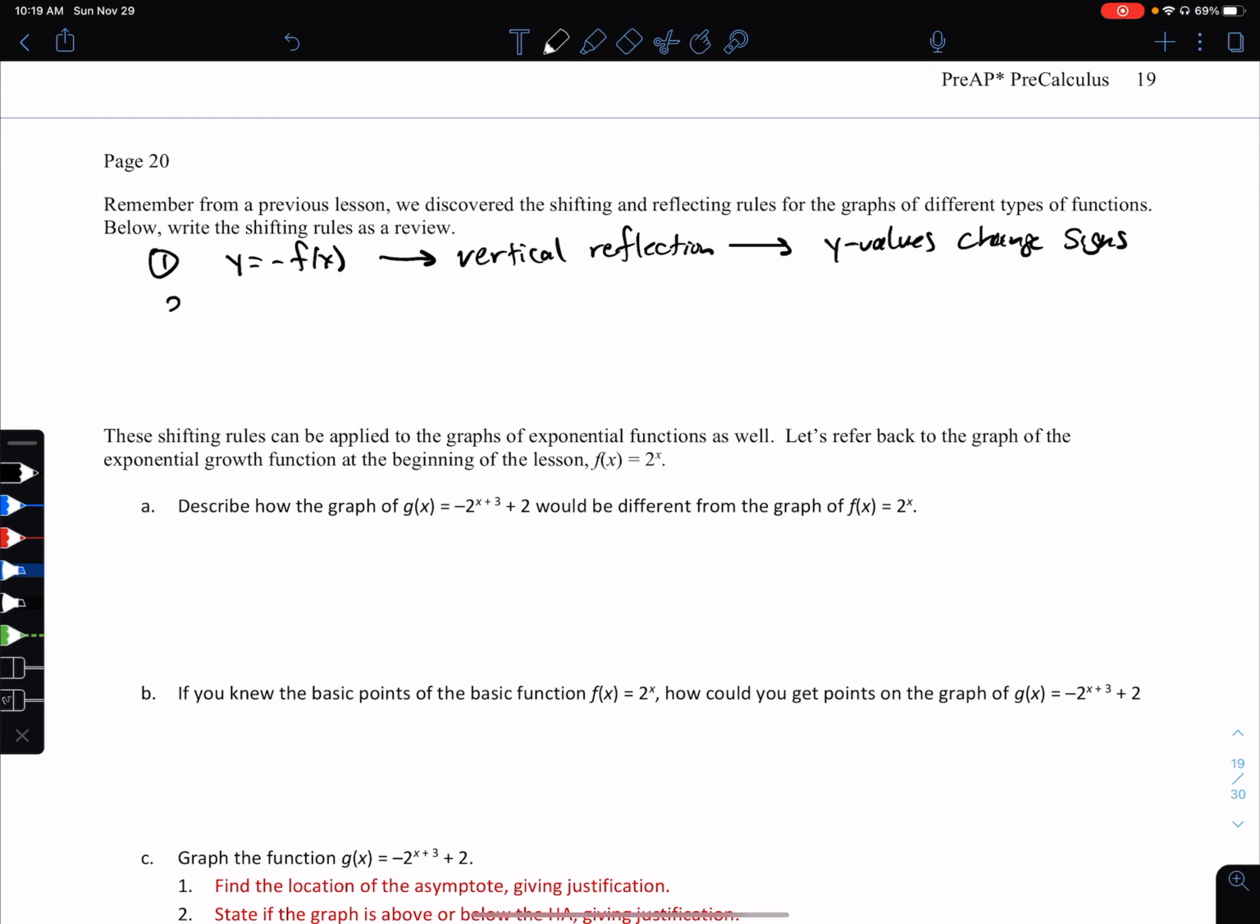Well, what happens if we multiply the inside of the function by negative? It's going to be a horizontal reflection, and the x values are going to change signs.